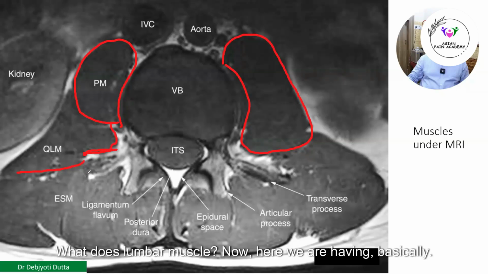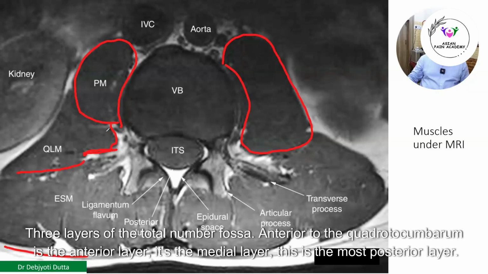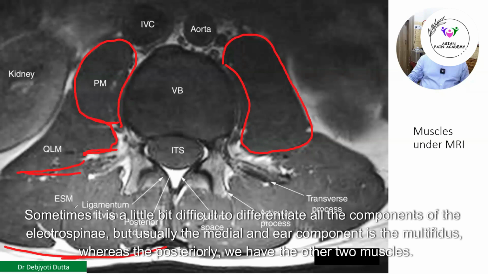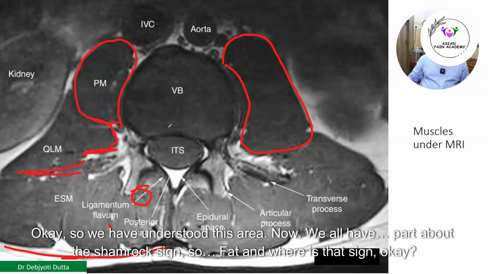Now, here we are having basically three layers of the thoracolumbar fascia. Anterior to the quadratus lumborum is the anterior layer, then the middle layer, and this is the posterior layer, which is going up to the spinous process. And then at this area, these are the erector spinae muscles. Sometimes it is a little bit difficult to differentiate all the components of the erector spinae, but usually the medial and inner component is the multifidus, whereas posteriorly we have the other two muscles. Okay, so we have understood this area.